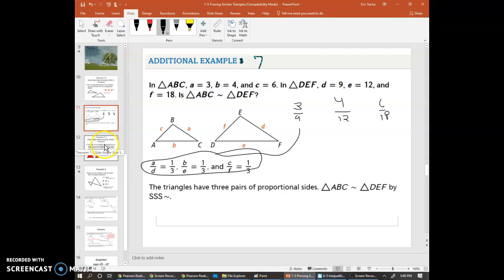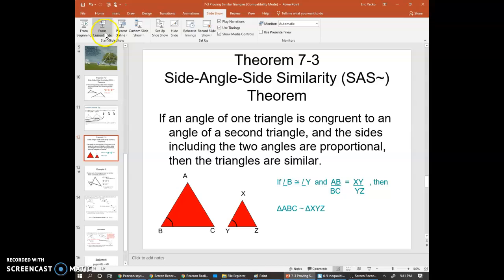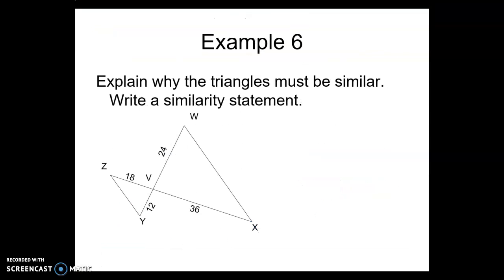You can also do the side-angle-side similarity theorem. Now the sides are not congruent, but the angle in between the two sides is. So you have two pairs of sides that are in proportion, so the ratios are the same, like AB to BC and XY to YZ. They have the same ratio, and the angle in between them is congruent. That makes the two figures similar.